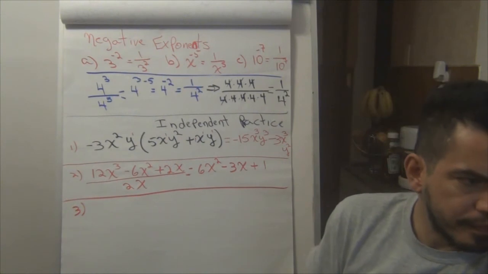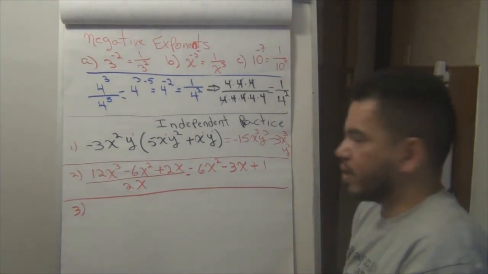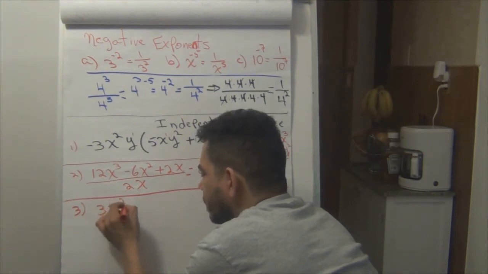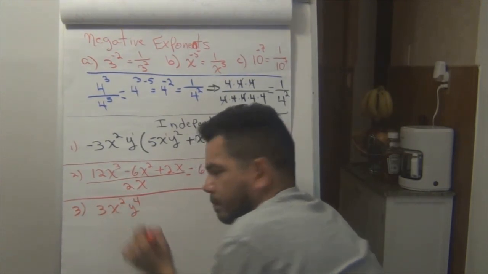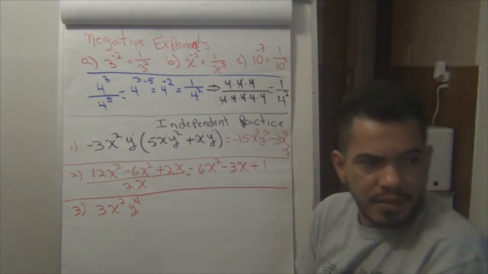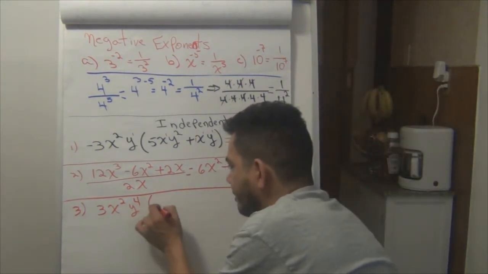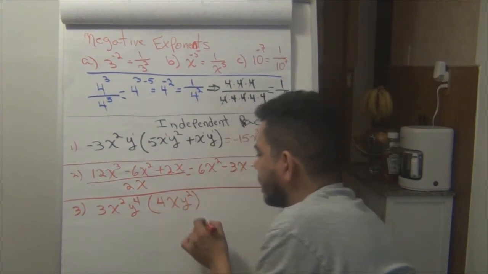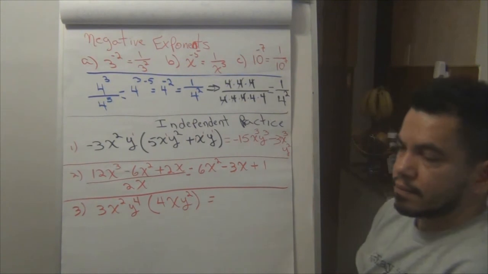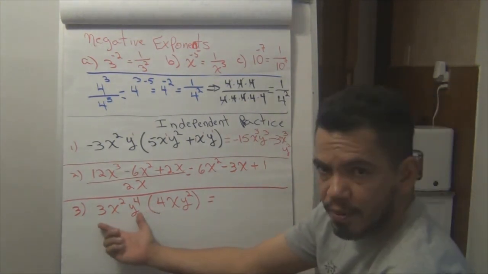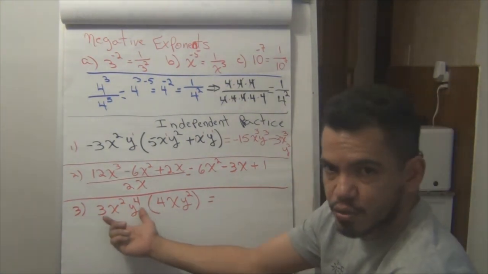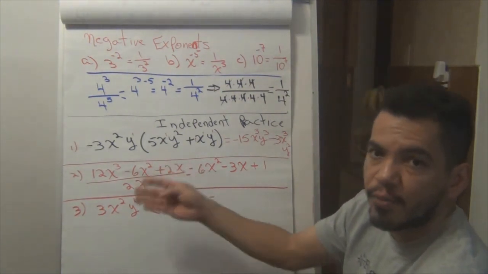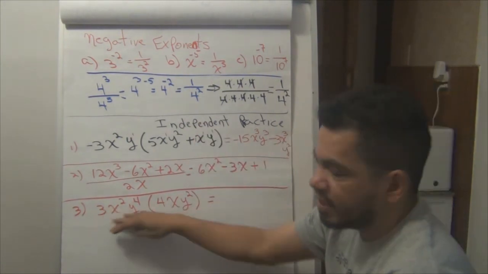Third problem. 3x squared y to the fourth, okay, times 4xy squared. Well, this is not 1, 2, 3 numbers. This is just one number, and this is just one number. If there was a plus or minus between them, that would make it more than one. But everything here is together.